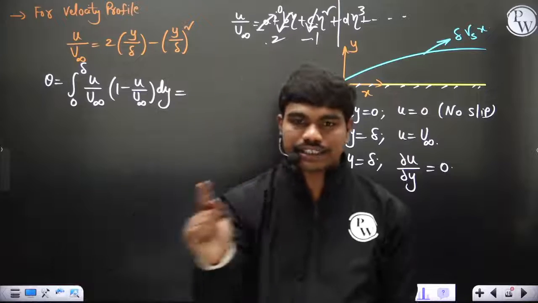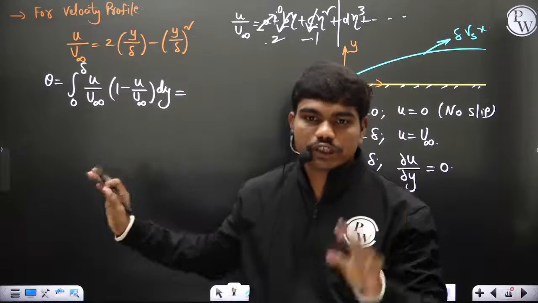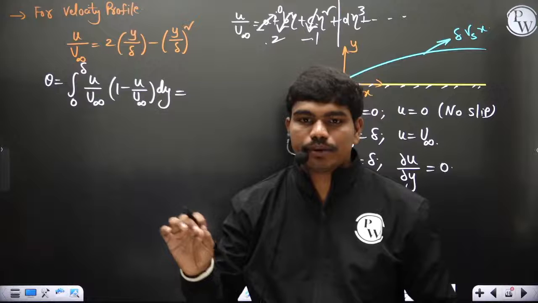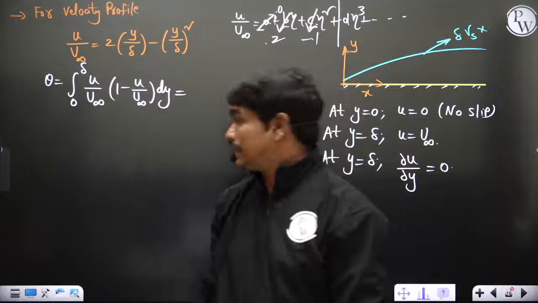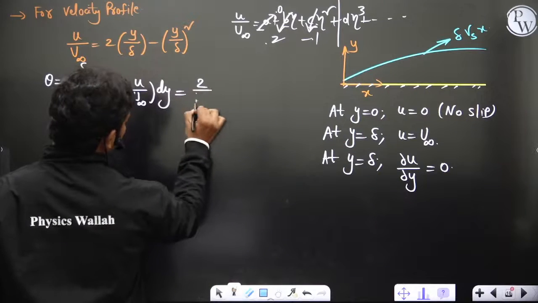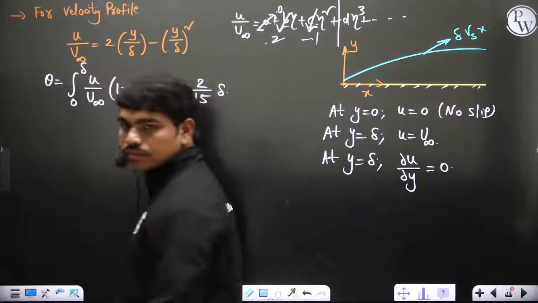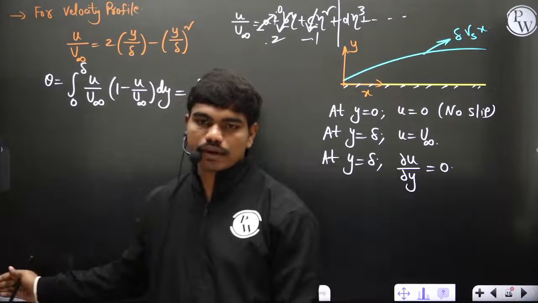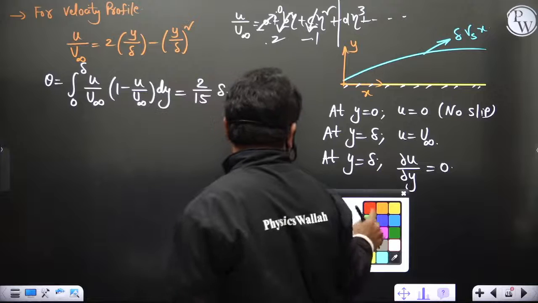It's a single-variable integration. You need a little patience to do it, and a little carefulness, because no plus or minus sign should go wrong. So if you do this calculation, finally you will end up with 2 by 15 times delta. I'm giving you the result, but in your free time, please try this.